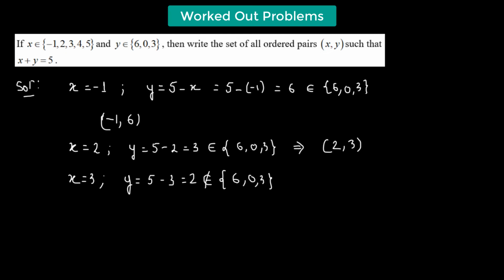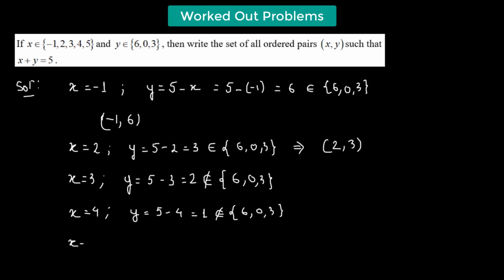Now we go for the fourth one. We have x equal to 4. So that will give us y equal to 5 minus 4, which is equal to 1. Again we see that 1 does not belong to our set 6, 0, 3. So the ordered pair 4 comma 1 does not exist. It exists, it's just that it's not going to belong to the Cartesian product.